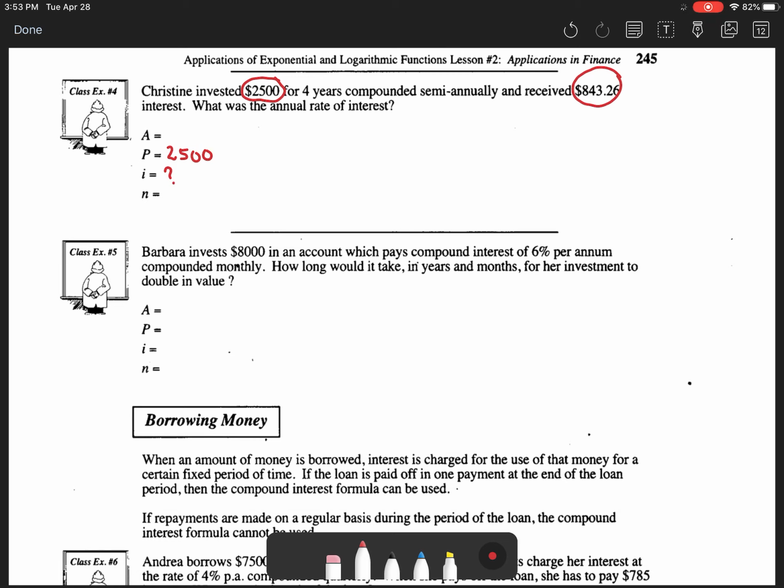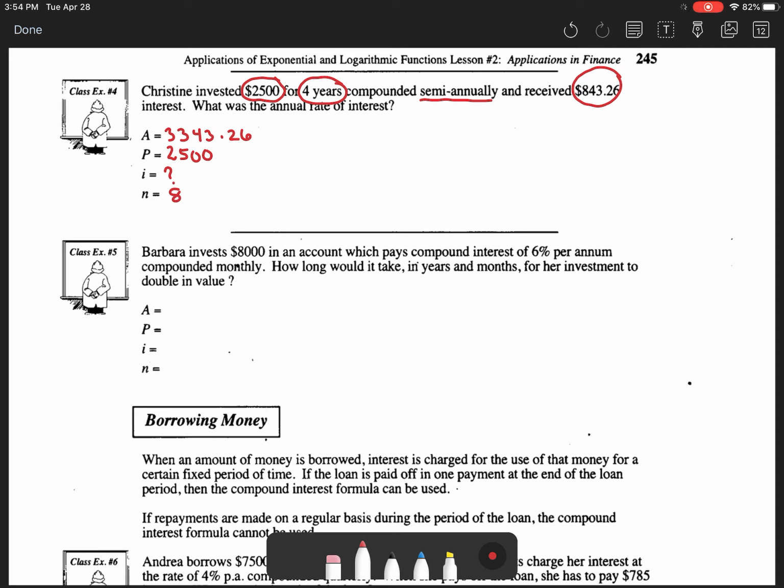The principal amount, okay, is what she started with. So she initially invested $2,500. Now her final amount is going to be that $2,500 plus the amount of interest that she receives. So you're going to have to go $2,500 plus the $843.26. So the final amount in this question ends up being $3,343.26.